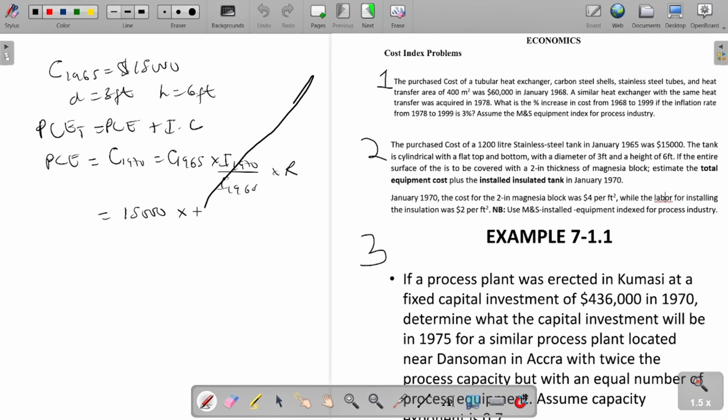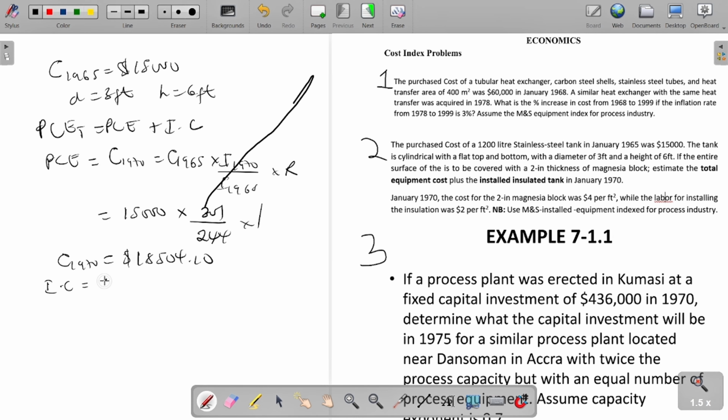So over here I'll have 301 divided by 244 times 1. We use the same equipment, so the capacity ratio is 1. This gives me $18,504.1, right? So I have this amount. That gives me the cost in 1970, which is the purchase cost of the equipment in 1970. You get it?